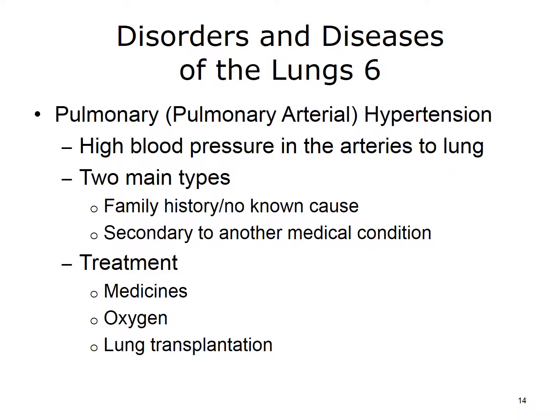There are two main types of pulmonary hypertension. One type may be related to past family history, or it can appear for no reason at all. The other type is related to another medical condition, usually a heart or lung disease. Treating pulmonary hypertension involves treating the heart or lung disease, using medicines, oxygen, and sometimes lung transplantation.